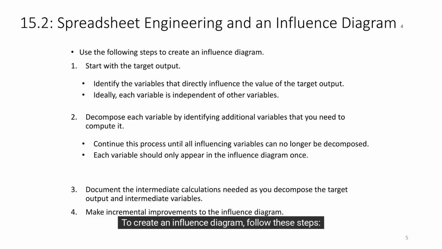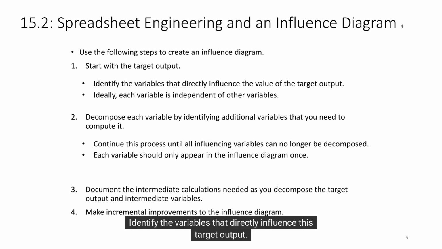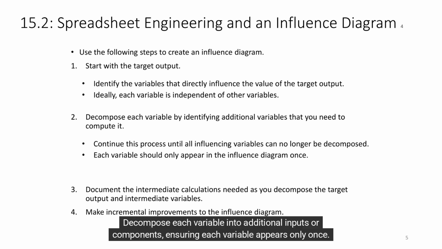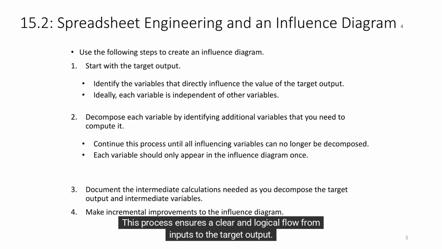To create an influence diagram, follow these steps. Start with the target output at the top. Identify the variables that directly influence this target output. Decompose each variable into additional inputs or components, ensuring each variable appears only once. Document the intermediate calculations required. Continuously refine and improve the diagram. This process ensures a clear and logical flow from inputs to the target output.